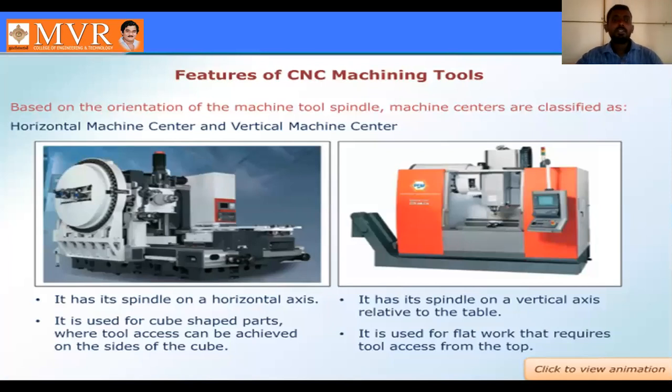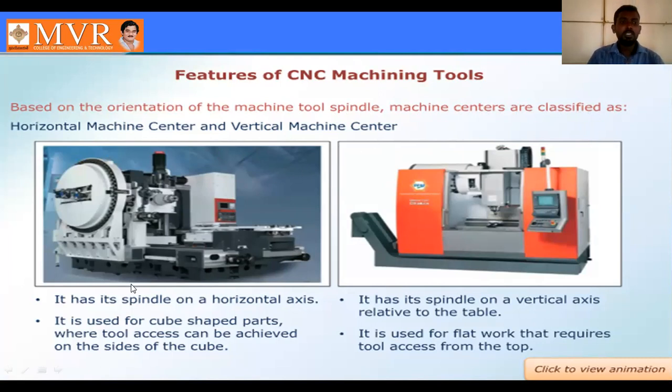In the previous lecture we discussed CNC machines, an introduction to CNC machines and features of CNC machines. Today we continue with the features of CNC machine tools. The first feature is based on the orientation of the machine tool spindle. Based on the spindle orientation, machine centers are classified into two types: one is the horizontal machine center, and the second is the vertical machine center.